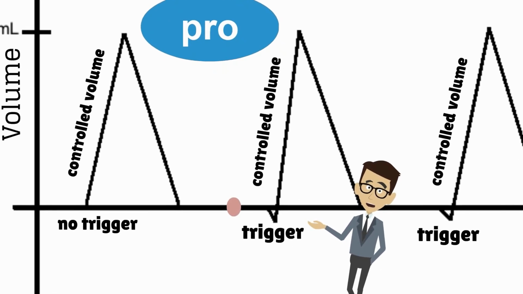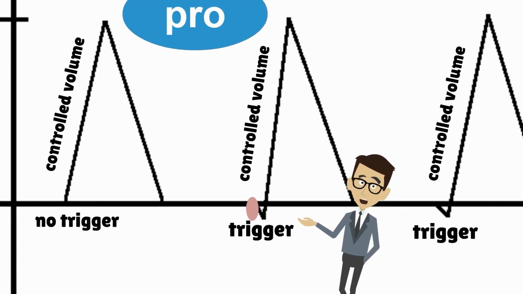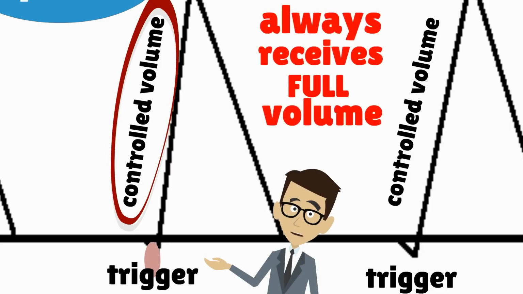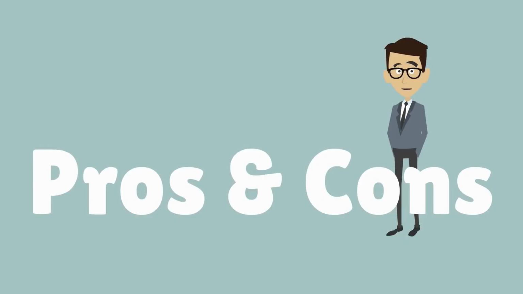On one hand, if a patient is weak, but they need a regular amount of volume, the patient only needs to reach the trigger and the machine will take over and give a controlled full volume breath. This mode is good because it ensures the patient always receives a full volume. But there are some drawbacks too.